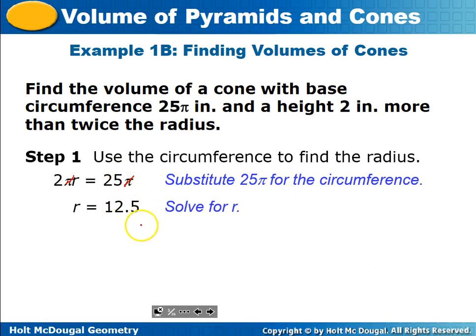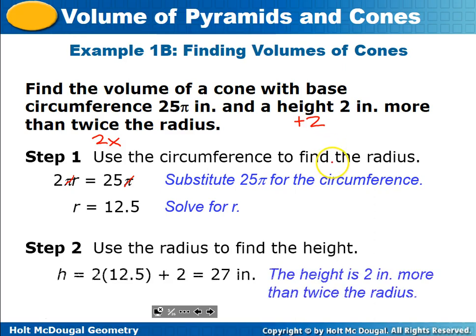So that's our radius. Now to figure out our height, it says the height is 2 inches more than twice the radius. More obviously means we're going to add the 2, so we're going to do plus 2, and then it says more than twice the radius, so that means we're going to multiply 2 times the radius. To find the height, we're going to do 2 times 12.5, and add 2 to that. So that's 27 inches.